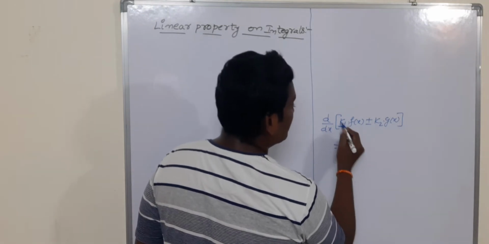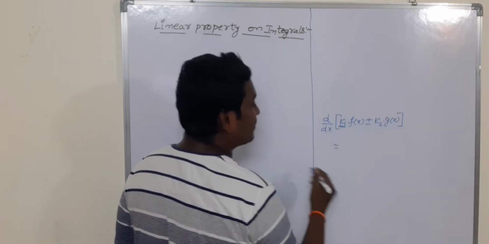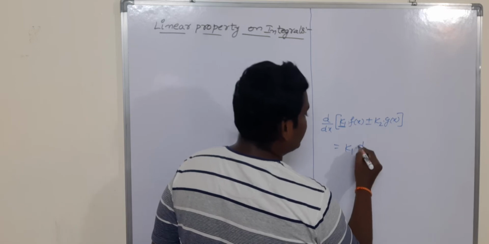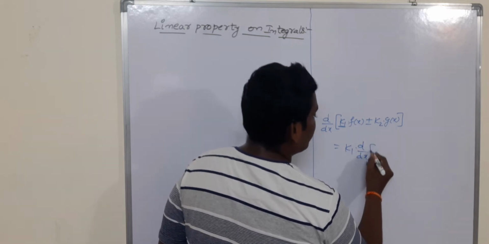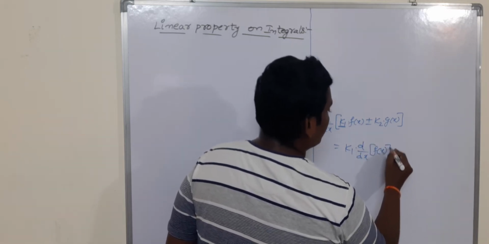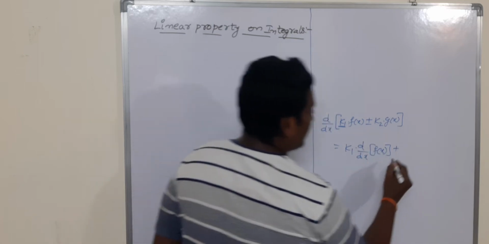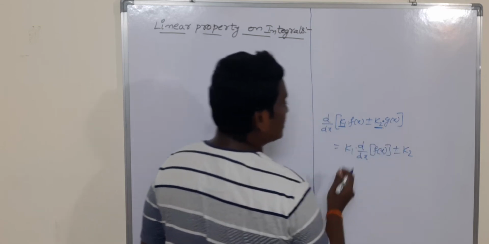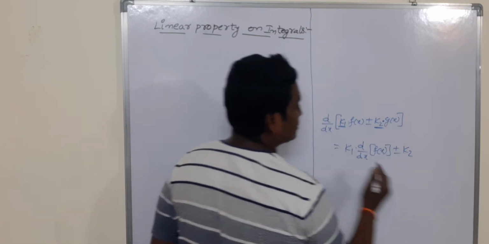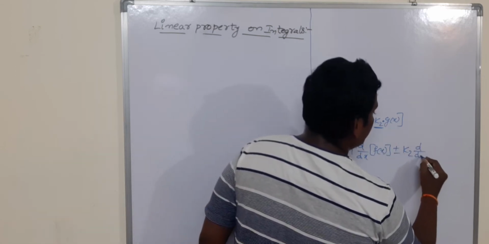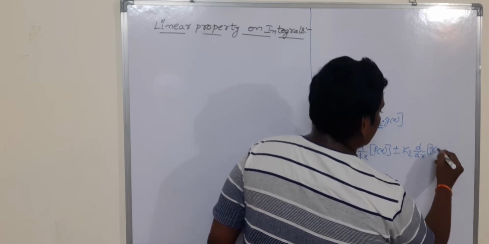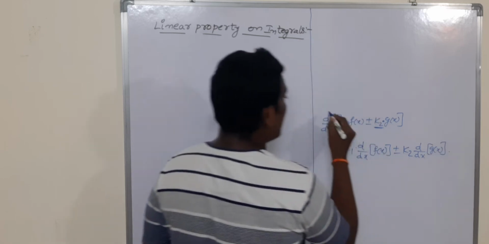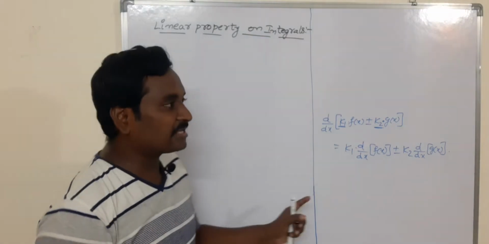At the same time, k1 is a constant, so take it outside from the differentiation. So k1 into d by dx of f of x plus or minus, again k2 is a constant which is in product, take it outside from the differentiation. So you will get k2 into d by dx of g of x. This is called the linear property in differentiation.